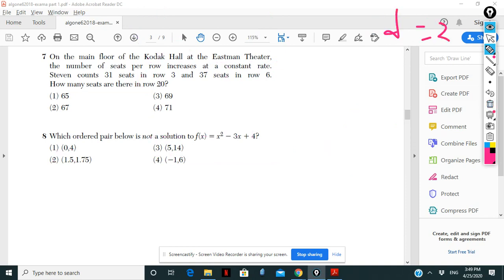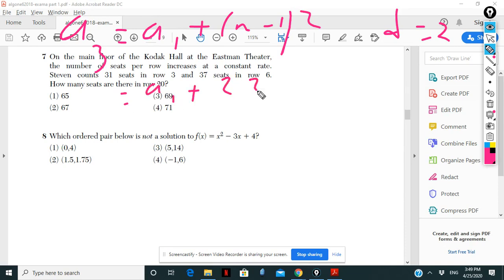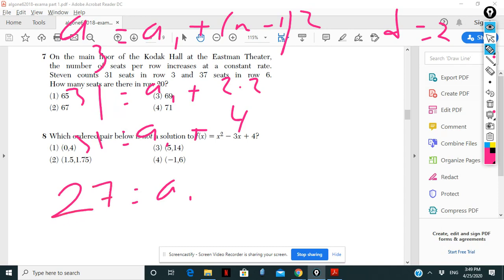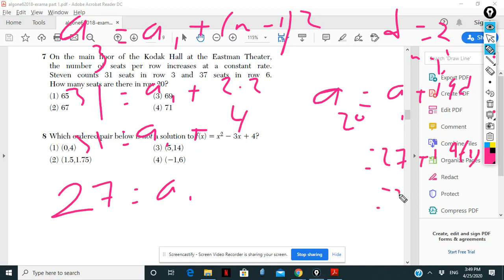So for a3, it's equal to a1 plus n minus 1 times d. So it's a1 plus 3 minus 1, which is 2, times 2, and that equals 31. So it's 4. a1 plus 4 equals 31, so a1 equals 27. For a20, it's a1 plus 19d, that's n minus 1. So 27 plus 19 times 2, it's 27 plus 38, giving me 65. So the answer is 1.